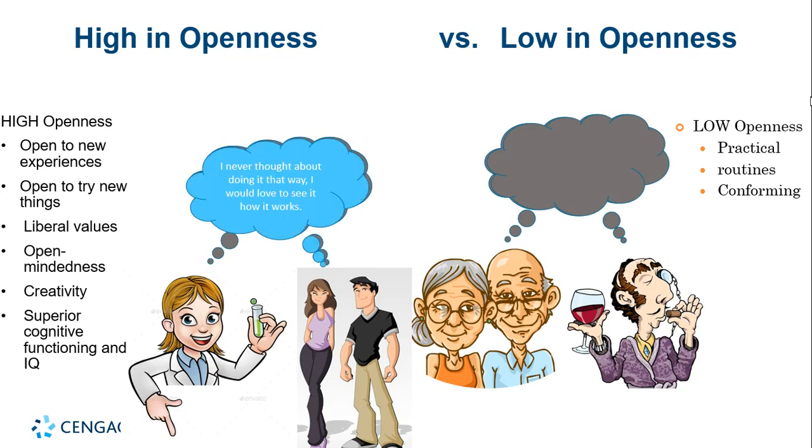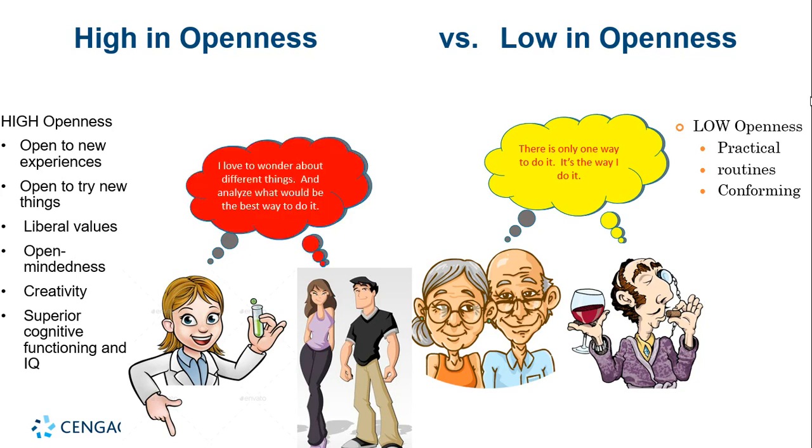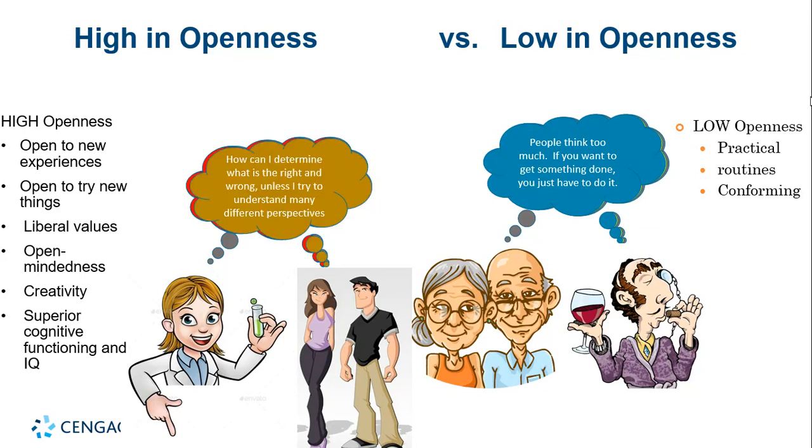Here are some examples. Someone who is high in openness might say, "I never thought about doing it that way. I would love to see how it works." Whereas someone who's low in openness might say, "There's only one way to do it. It's the way that I do it." Someone who's high in openness might say, "I love to wonder about different things and analyze what would be the best way to do it." Whereas someone who's low in openness might think, "People think too much. If you want to get something done, you just have to do it." Someone who's high in openness might say, "How can I determine what's right or wrong unless I try to understand a lot of different perspectives?" Where someone who's low in openness might say, "Everyone knows what's right and what's wrong. Things that are wrong are always wrong."